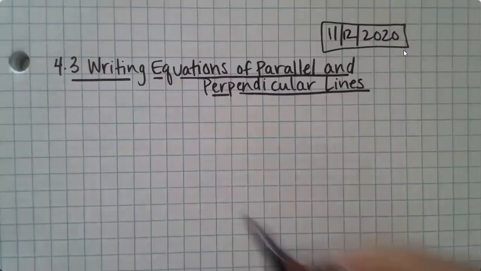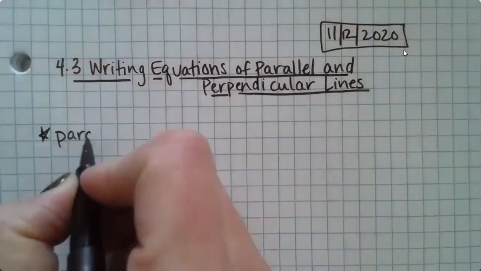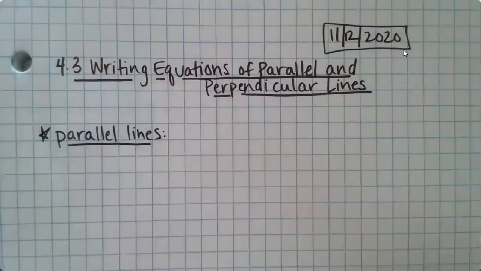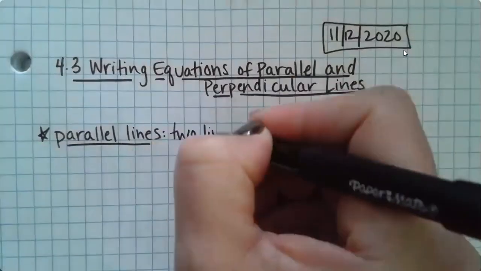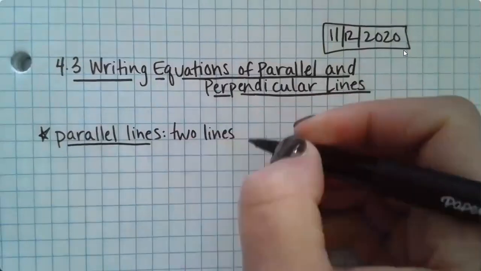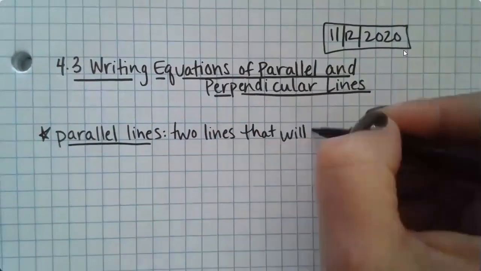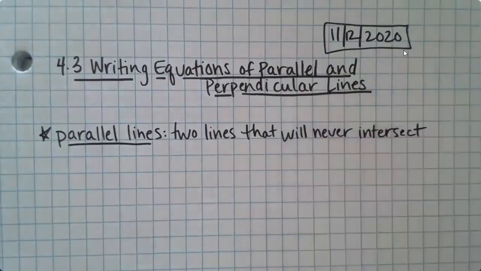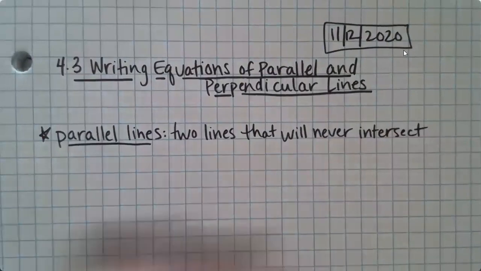So let's start, we'll define a set of parallel lines. Parallel lines are two lines that will never intersect. So two lines, they always say two lines in the same plane, so sort of on the same graph, two lines that will never intersect.